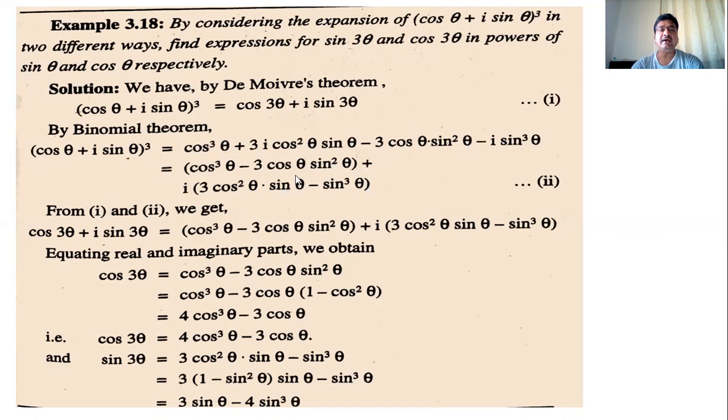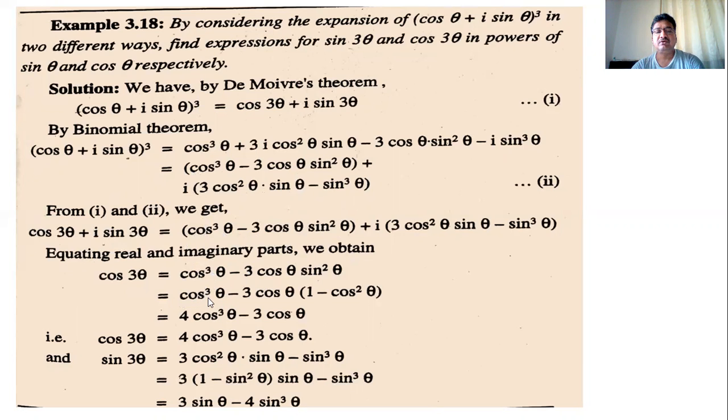And then compare the RHS of equations 1 and 2. The LHS are the same, therefore the RHS are the same. So we have cos 3 theta plus i sin 3 theta equal to this term. Then compare the imaginary part and real part. The real part in the LHS is cos 3 theta, and in the RHS the real part is this bracket. So write this, and then its simplification.